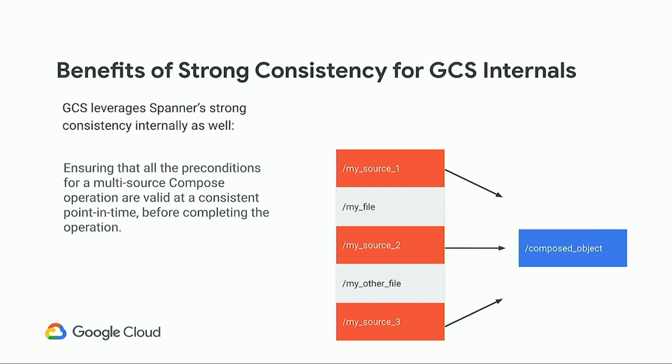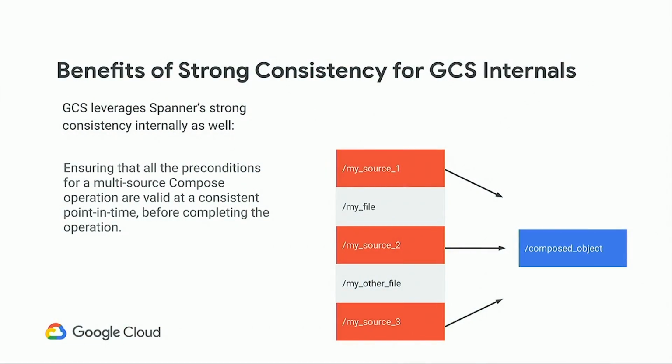Compose is an operation provided by GCS, and it's a way to take several source objects and stitch them together into a single destination object. This is typically used, say, for uploading large objects into the system. You can upload the object in pieces, and then after the fact, stitch all the pieces together into a single object. Now, compose clearly is going to involve some kind of multi-row transaction because it's going to be operating on multiple objects and doing that atomically.